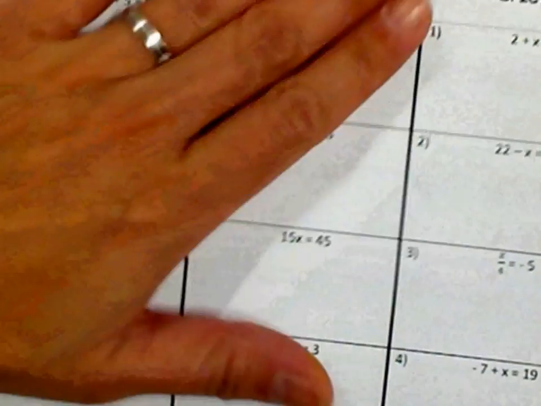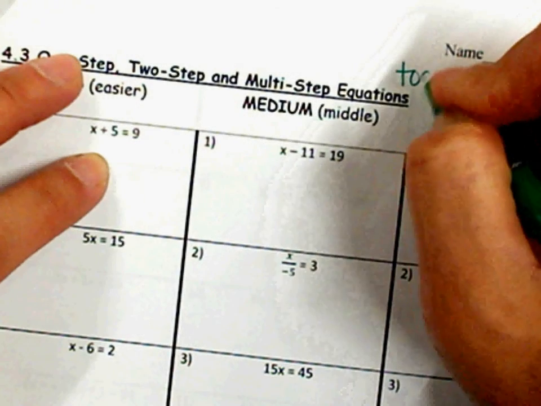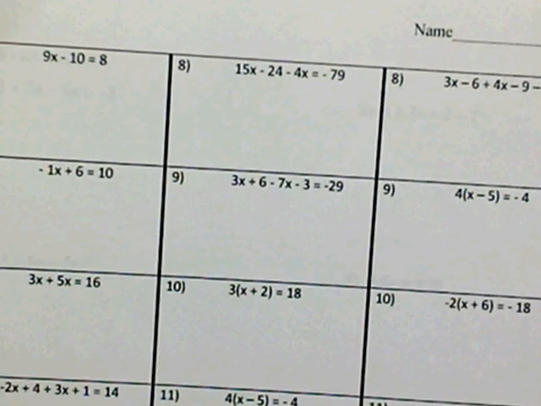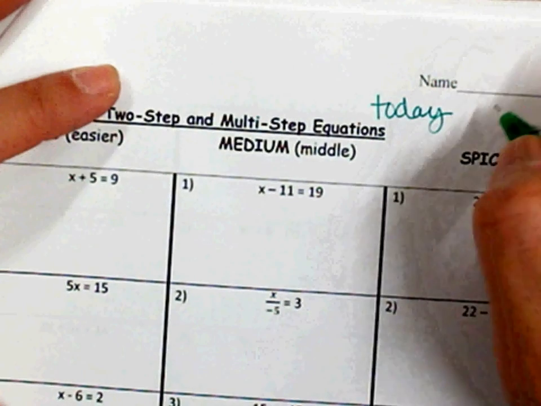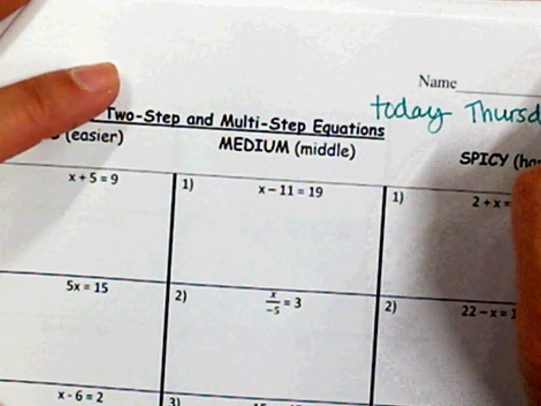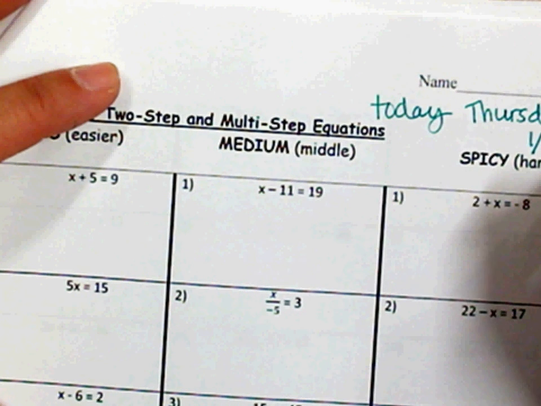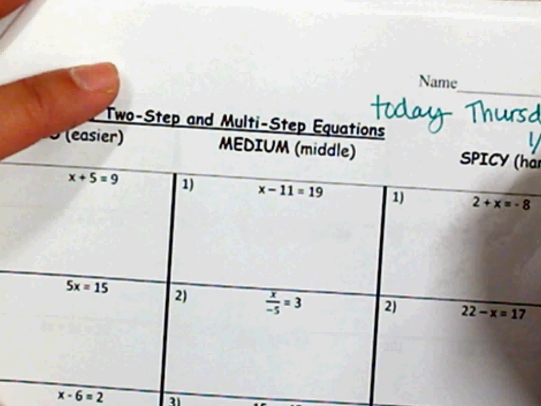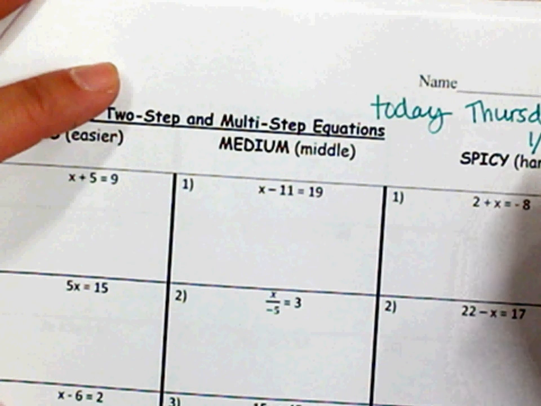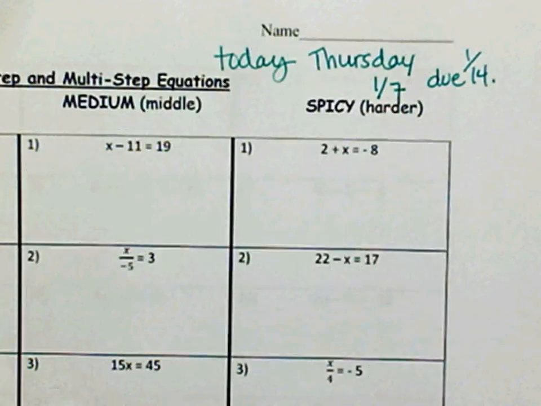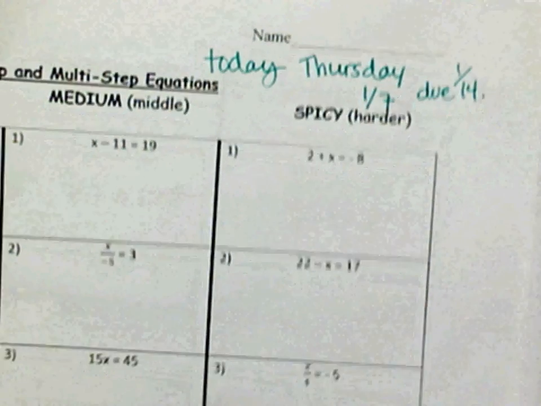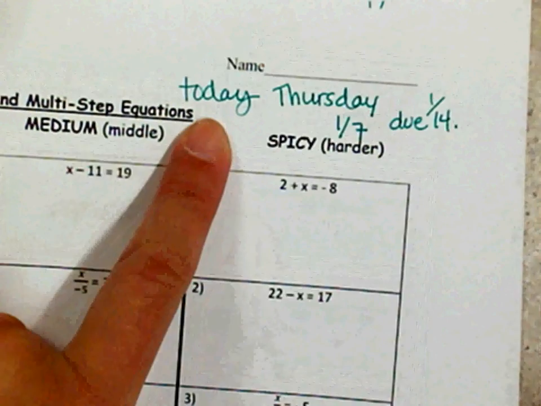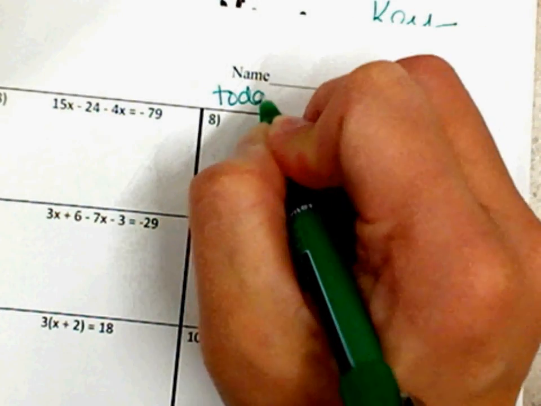So today's assignment, let's do these 2 pages. What is today? Today is Thursday, 1/7, and let's make this due the 14th, okay? We'll make it due the 14th. We're going to finish this whole thing by next Thursday. Sounds good? Do not do the inequality yet. Don't do this page yet. We'll do that another day, okay?